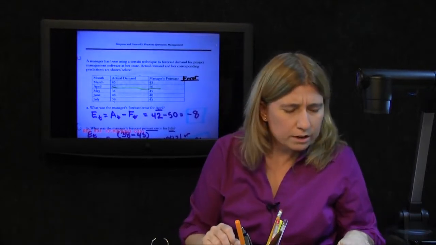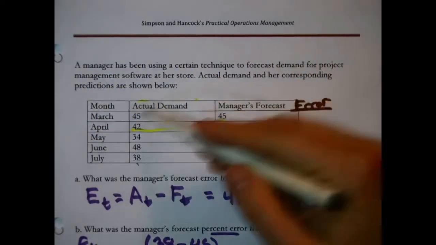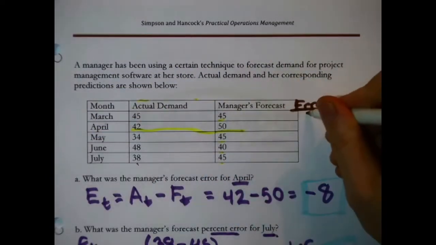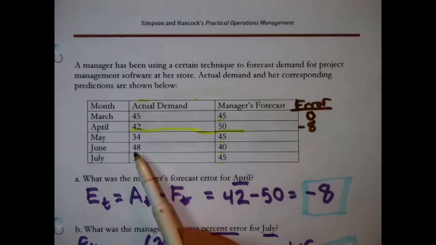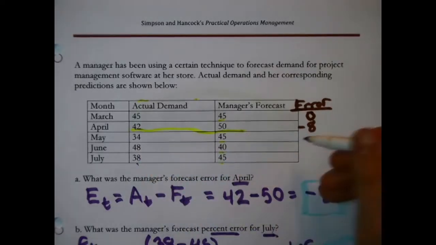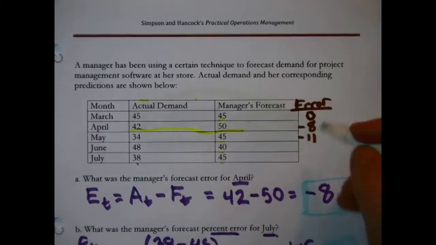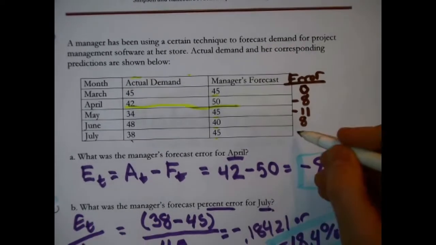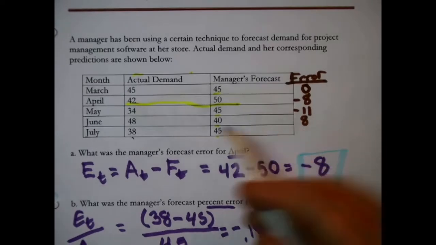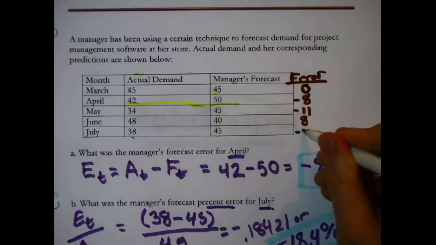Okay, so the error in March. The error in March would be 45 minus 45. Oh, she was right. I mean, perfectly accurate. The error is 0. The error in April we already did, but we're going to fill it in here. That's -8. The error in May, 34 minus 45. That's an error of -11. The error in June, 48 minus 40 is +8. And then the error in July, we were already looking at that. That is 38 minus 45. The error itself is -7.